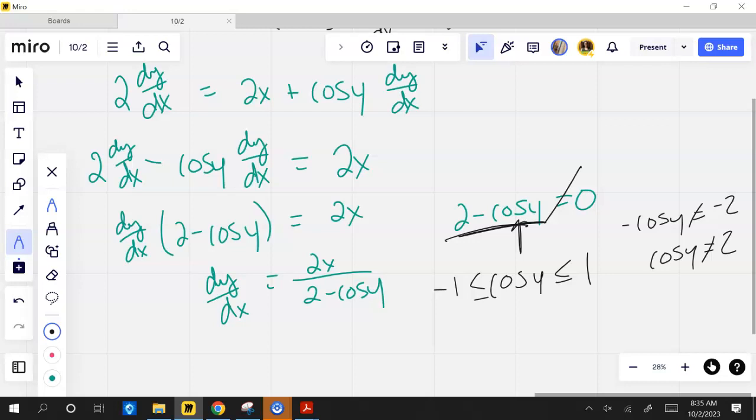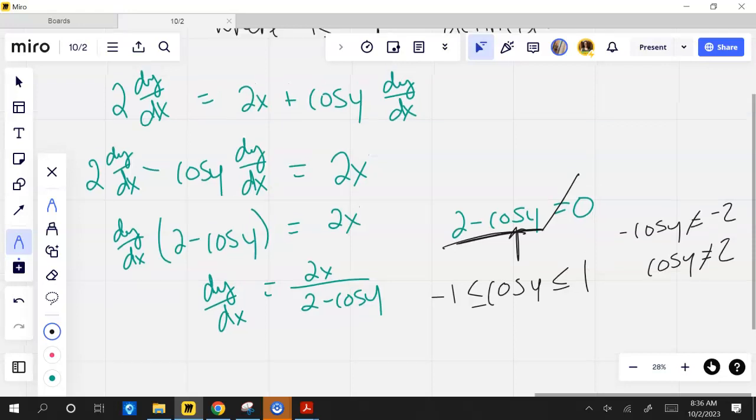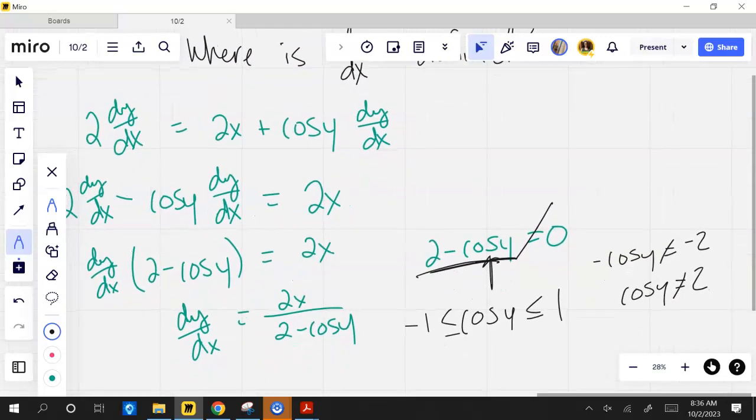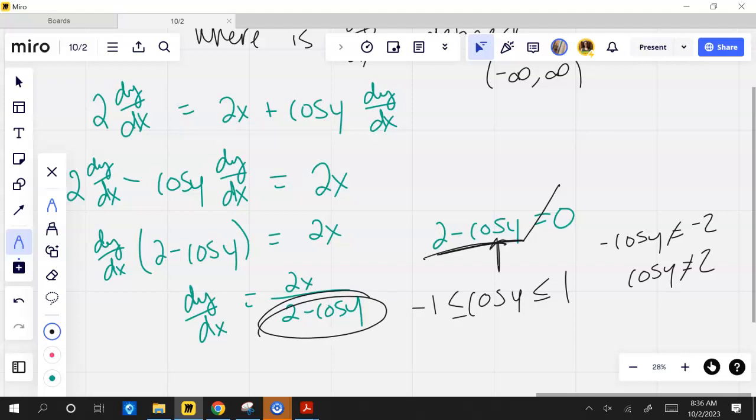Does that make sense? So the question was, where is dy dx defined? Everywhere. It's always defined. There's no place where it's not defined. It always has a slope. That's right. So I'm looking at where the bottom would go to 0. Y'all ready for a little bit harder? Defined everywhere. So it's defined from negative infinity to infinity. There's no place where the bottom would equal 0. It can't possibly equal 0.